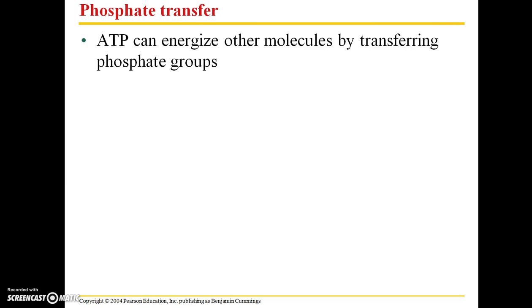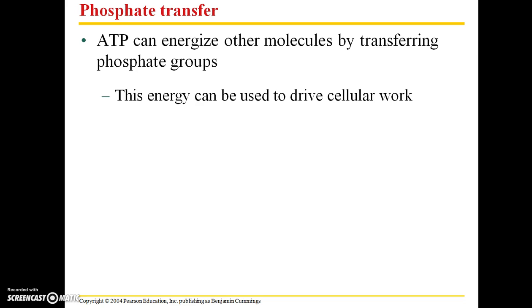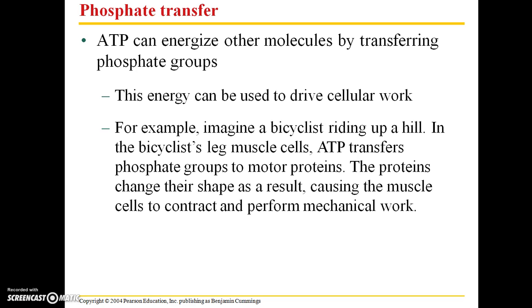So ATP can energize other molecules by transferring its phosphate groups, and this is the energy that can be used to drive cellular work. And this is all sorts of cellular work: transport of large molecules into or out of the cell, signaling other cells, reception of hormones, all sorts of cellular activity requires energy. So, for example, imagine a bicyclist that's riding up a hill.